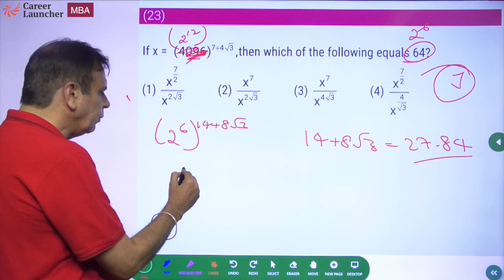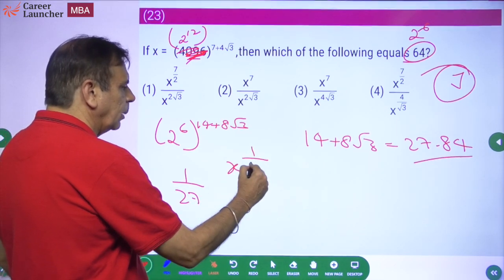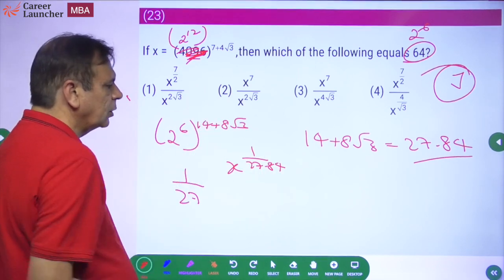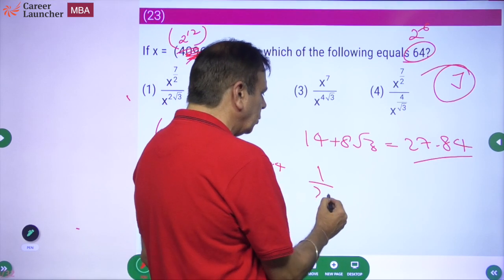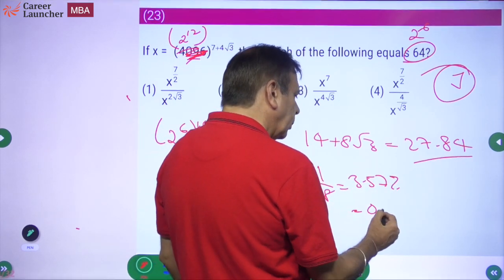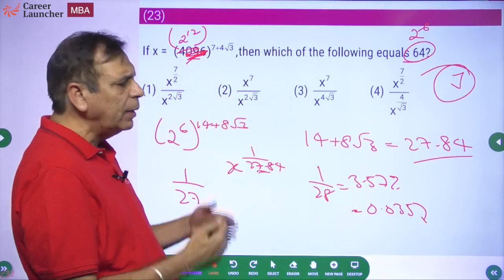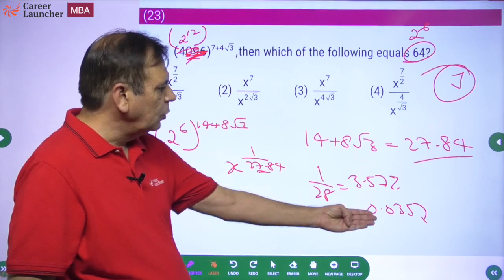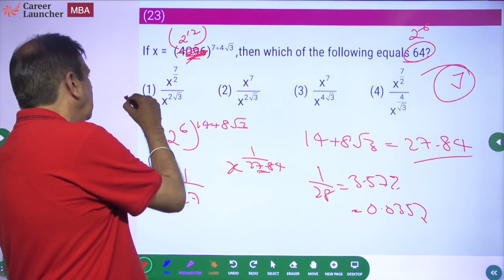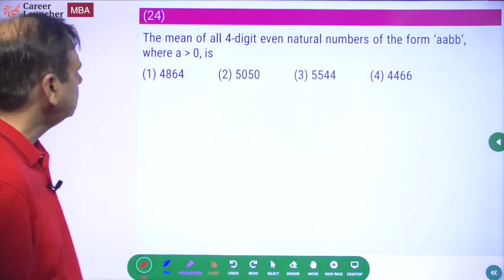So we said what we need to do is find 1 by 27. We need to find x to the power 1 upon 27.84. Okay. So we check the choices. And just to remind, 1 by 28 is 3.57% or 0.0357. So 1 upon 27.84 should be approximately 0.04 or 0.0367 or something like that. Okay. So this is a question if you want to do, you need to practice a lot.